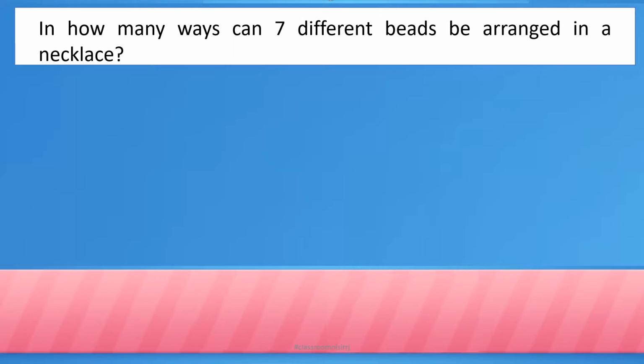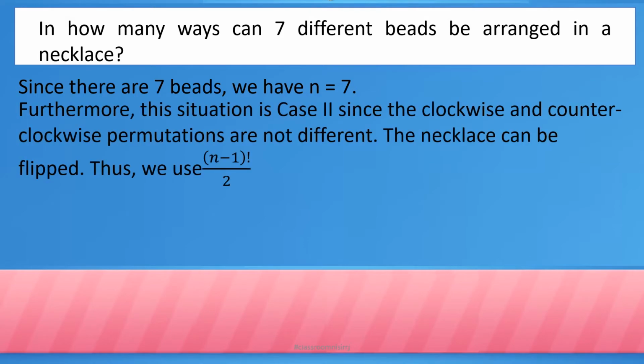Let's have the second example. In how many ways can 7 different beads be arranged in a necklace? Since there are 7 beads, we have n is equal to 7. Furthermore, this situation is under case number 2, since the clockwise and counterclockwise permutations are not different. So the necklace can be flipped, thus we use n minus 1 factorial over 2.